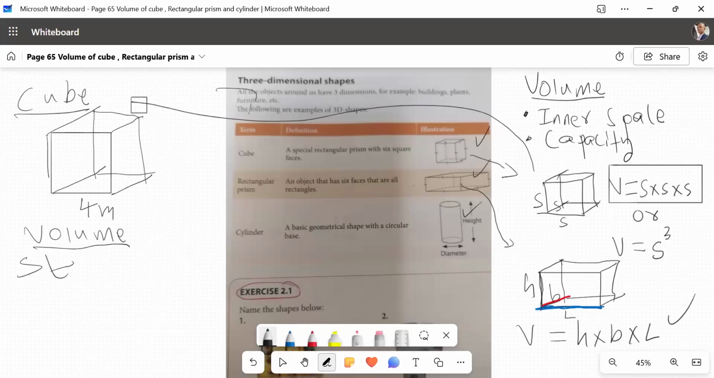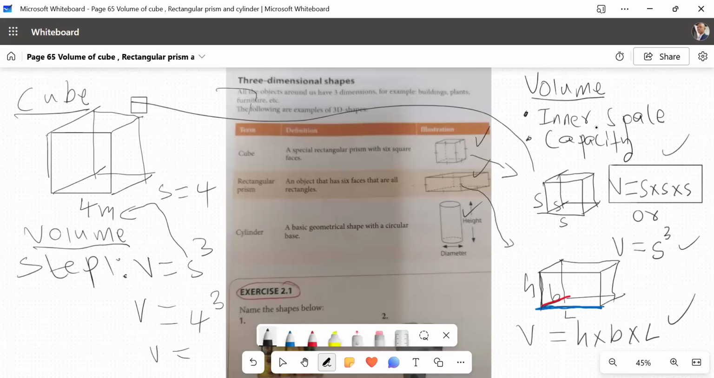The first step that you need to do is to write down the formula. Now you have a choice. It's either you use this one or use that one. So I will choose V equals S to the power 3. Then in this case, S represents the side, which is 4. So S equals 4. Where there is S, you substitute by 4. Then you have 4 to the power 3.